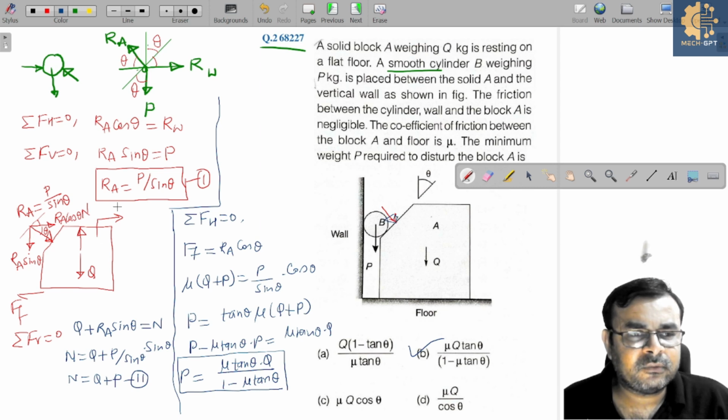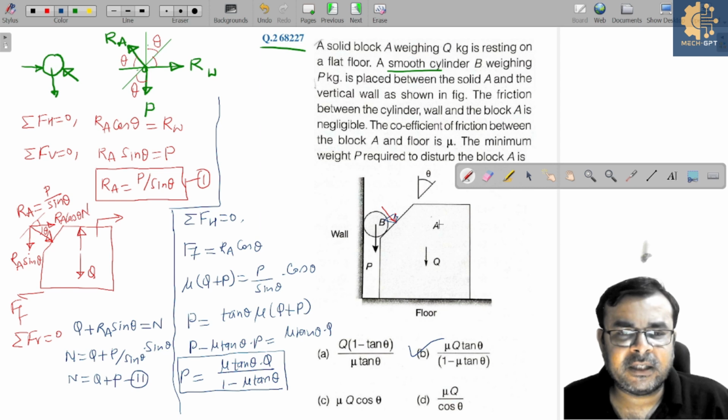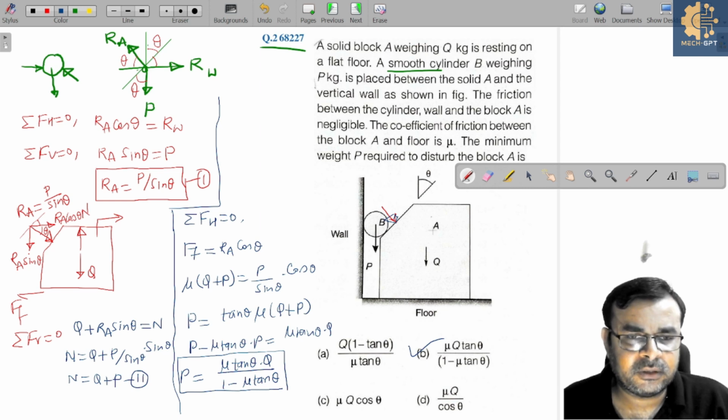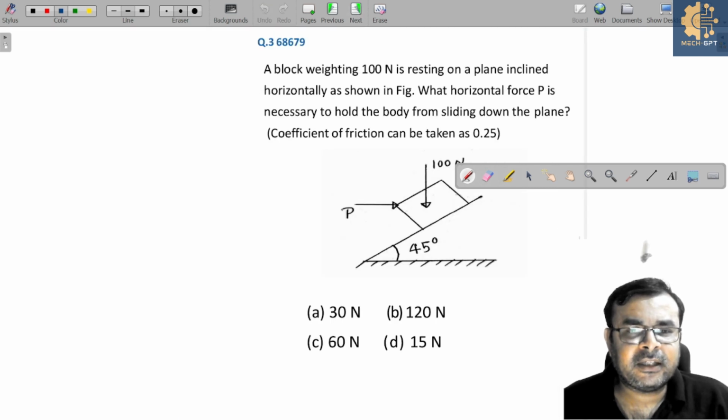Our objective is we need to calculate N for determining P. Yes or no? So first you draw a free body diagram for this cylinder, and after that you need to draw a free body diagram for the block, and then you can find the answer. Yes or no? Okay, so let's see another question.